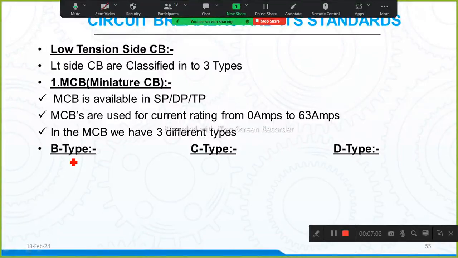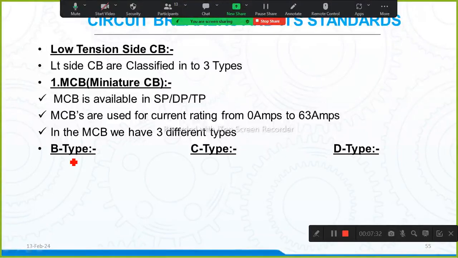MCB is available in three categories. SP means only single pole, where you are controlling the phase, and neutral is not controlled. DP means double pole, where phase and neutral are controlled. TP means triple pole, where R, Y, B will be there. TPN means R, Y, B, neutral, where R phase, Y phase, B phase, and neutral will also be controlled. MCB is available in SP, DP, TP, and up to how much ampere rating MCBs are to be used.